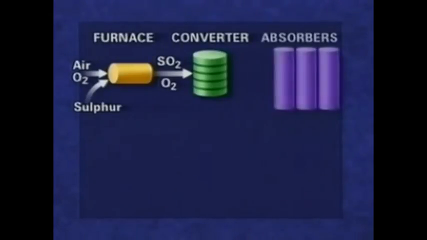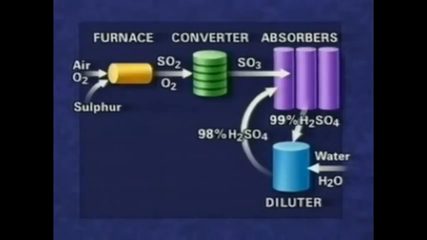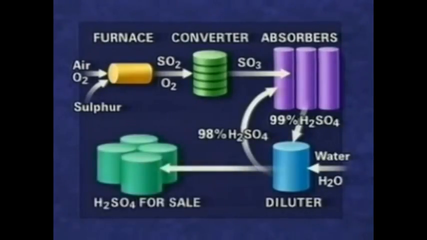In an absorber, the sulfur trioxide reacts with fairly concentrated sulfuric acid to increase the concentration of the acid. The acid is then diluted to the concentration needed by the customer. Some acid is recycled through the absorbers. Some is stored for sale.